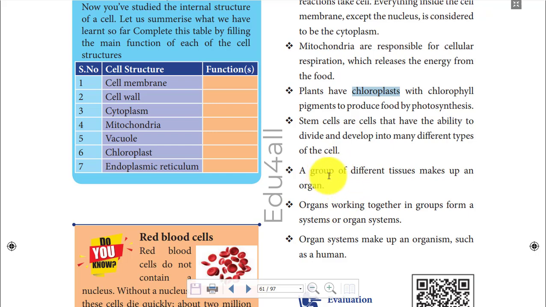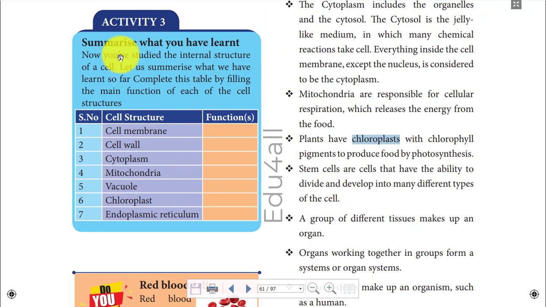A group of different tissues makes an organ. Organs work together to make an organ system. Many organ systems make an organism like human beings. Here there is an activity: we have cell organelles. Write their functions, and you can comment in the comment section.